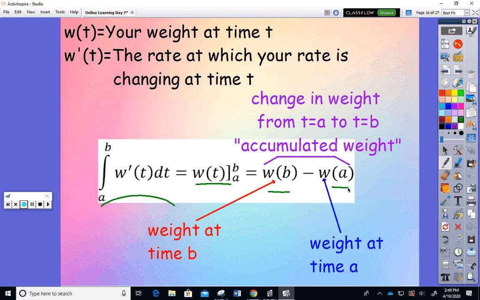So if you're trying to gain weight, for instance, for football or something like that, because I think wrestlers actually want to lose weight a lot of times. But if you're trying to gain weight, W of B minus W of A would represent the weight you've accumulated from time A to time B. Okay? So accumulating a rate of change, integrating a rate of change, gives you accumulated change, an amount of change.